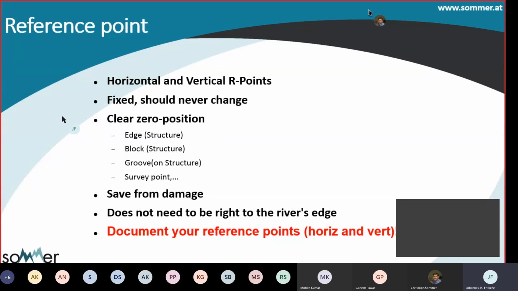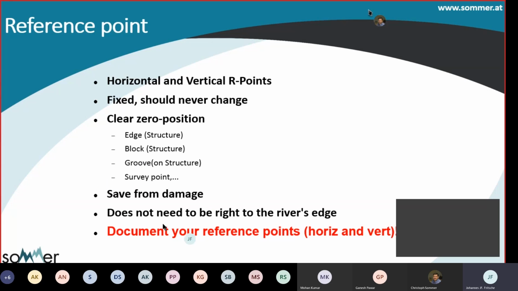It should be very clear or very obvious what the 0 point position is. This can be an edge of a structure, for example, of a bridge, the corner of a bridge railing. It can be a block, like the basement of a bridge. It can be a groove on a bridge structure. It can be an official survey point for geographical surveying or anything else.